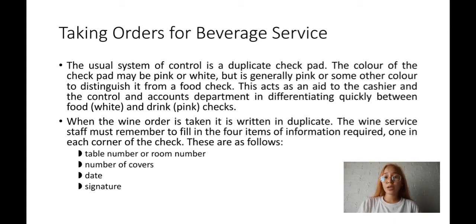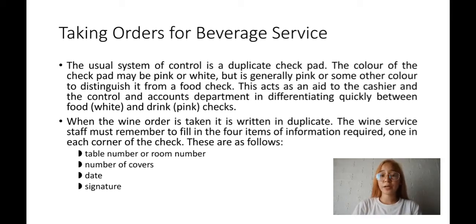So, dito, kaya daw nila 'to ginagawa is para mas madaling ma-identify ng cashier kung food ba or beverage ba yung in-order ng customers. Pag naka-order na ng wine or ng beverage, it is written in duplicate. So, the wine service staff must remember to fill in the 4 items of information required. So, itong 4 na 'to, dapat ito yung makikitang information sa check for customer.